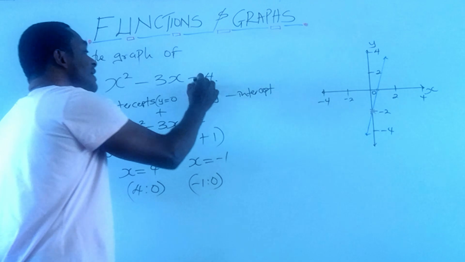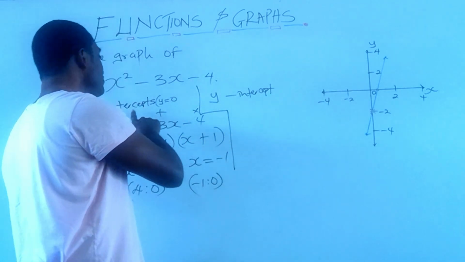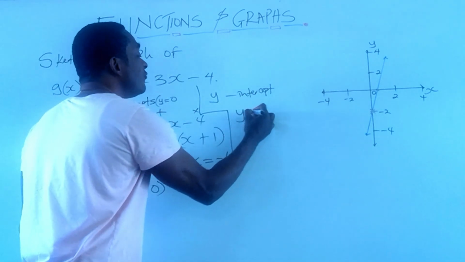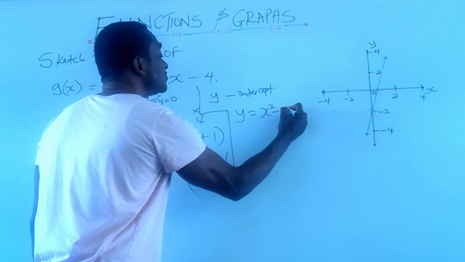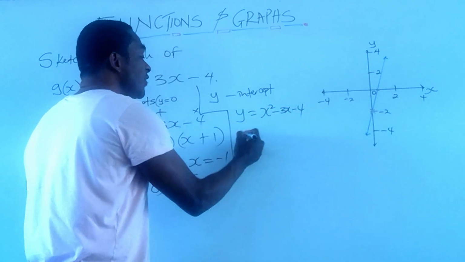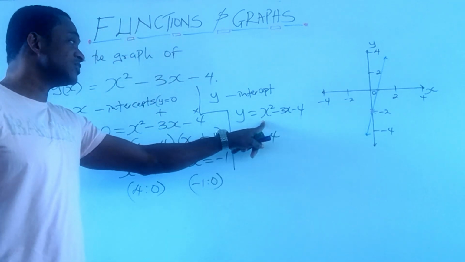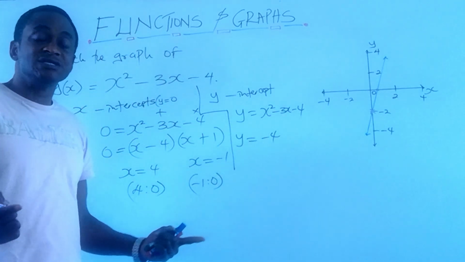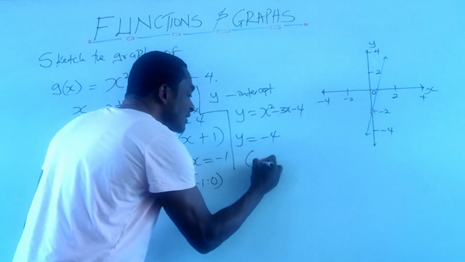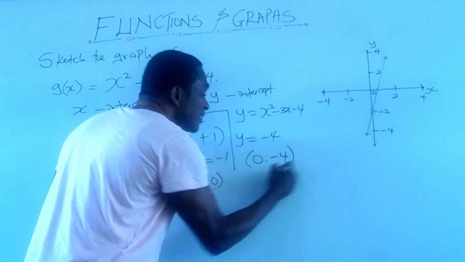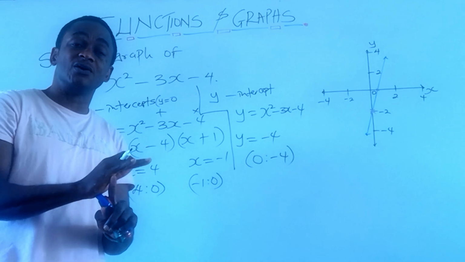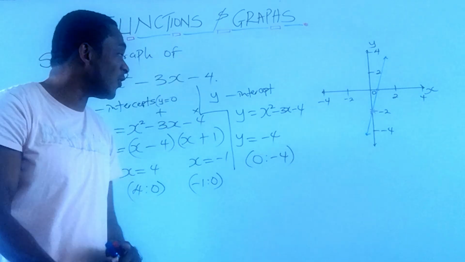For our y-intercept, make x 0. So if we have y equals x squared minus 3x minus 4, if we make x 0, the only thing left here is negative 4, because 0 squared minus 3 times 0 is gone. As a coordinate, we have 0 and negative 4. Remember, do not make the mistake of swapping your coordinates. X must come before y.